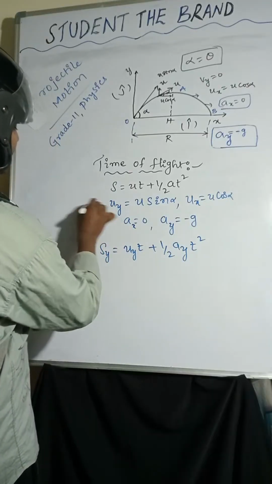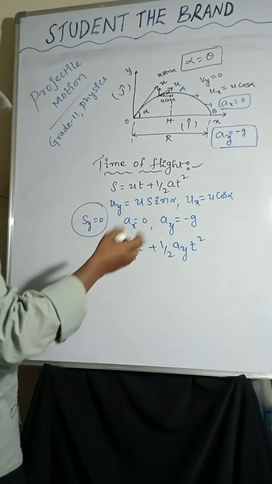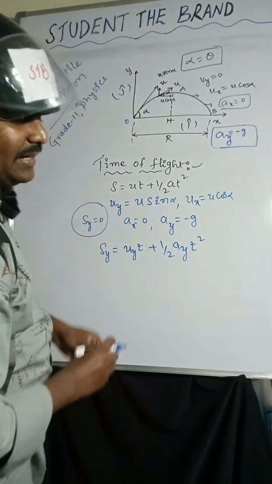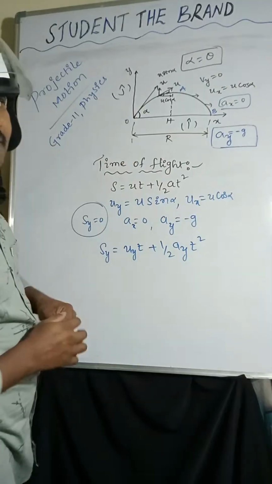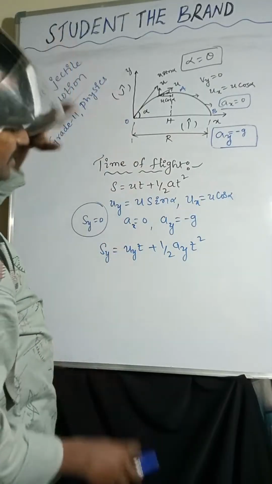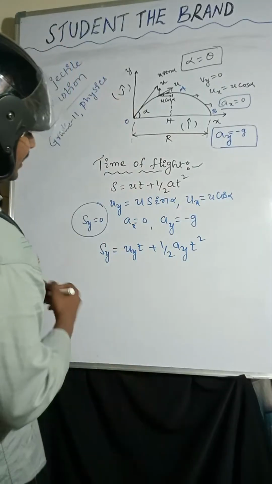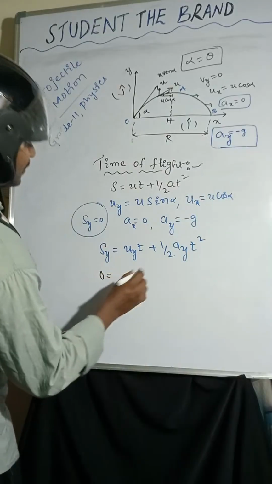Sir, why is vertical displacement 0? Because along the y-axis, as I said, only along the y-axis you have to think. So if you are thinking along the y-axis, it's 0 because we threw it.